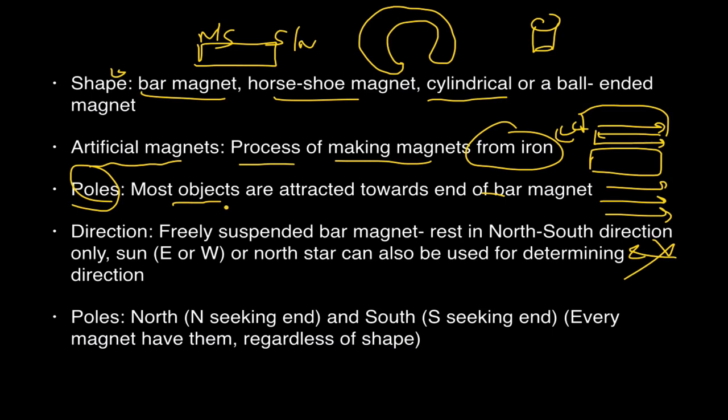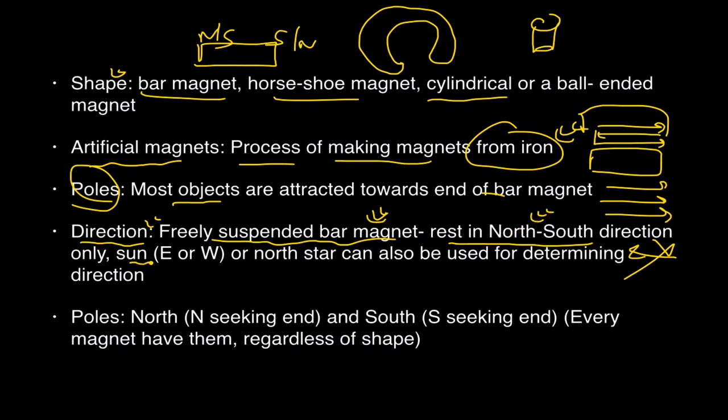So those ends which attract most of the objects are called poles. Now what is the direction? A freely suspended bar magnet, under no influence of external force, rests in a north-south direction because that is how the magnetic field of the earth is aligned.